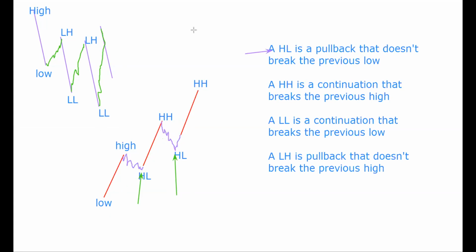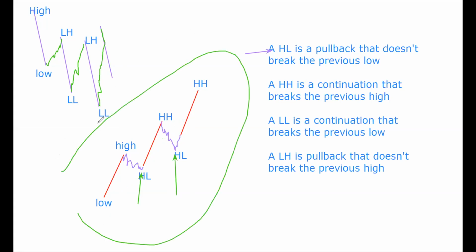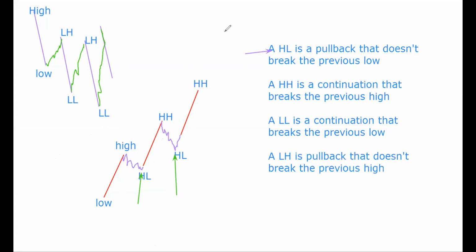So how do we turn this uptrend into a downtrend? How do we know that it is now a downtrend? How do we see that? It means that this higher low has to be taken out. It has to be broken. And once it's broken, that means that we no longer have a higher low, but rather we have a lower low because it broke the previous low.